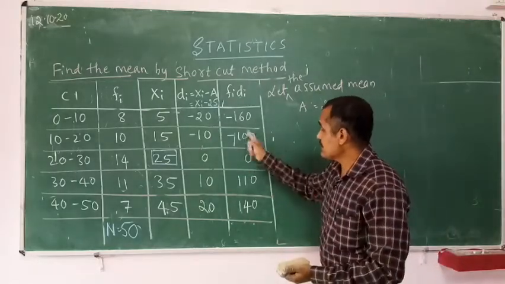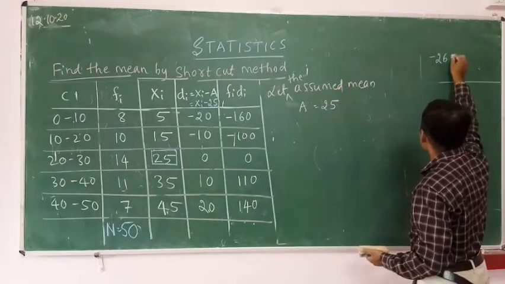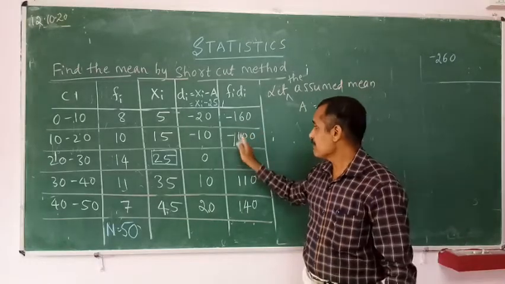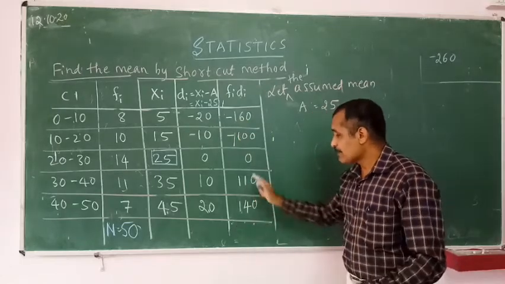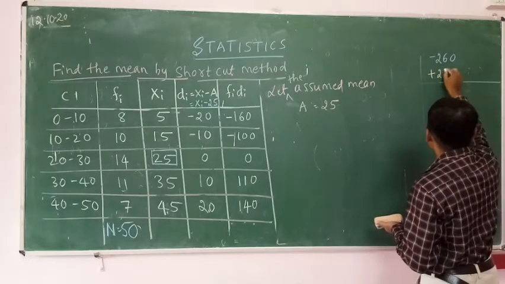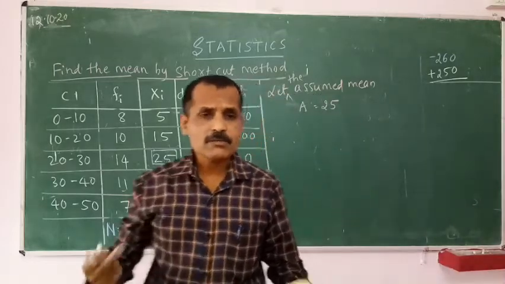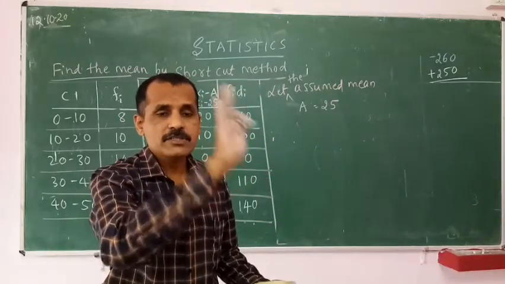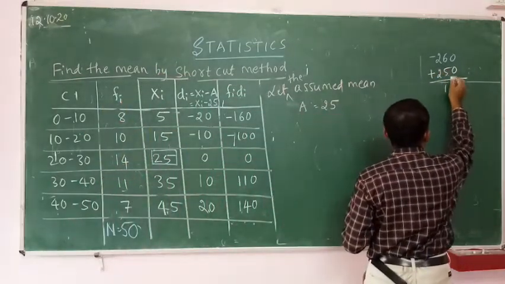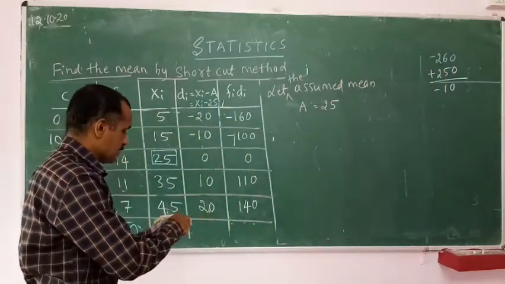If you take this, it is minus 260. When both are minus, keep the minus as it is, add the numbers. Minus 260. If you add this, it is plus 250. 1 plus, 1 minus. Don't see the sign. Bigger number minus the smaller: 260 minus 250, answer is 10. Give the sign of the bigger number. Answer is minus 10. I should write here.